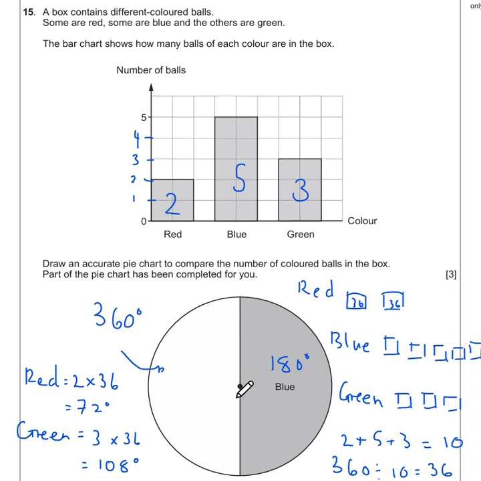And then I haven't got a protractor here, but what we would need to do is pop your protractor on to here. We would measure 72 degrees, which is going to be approximately around here, and then we would need to divide this up into the angle for red, which would be 72 degrees, and the angle for green, which would be 108 degrees.